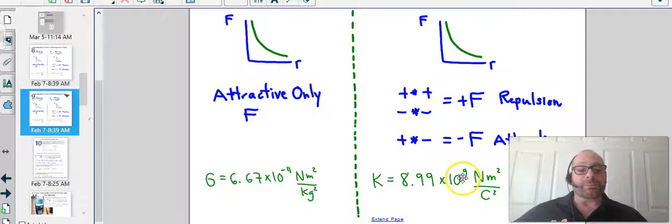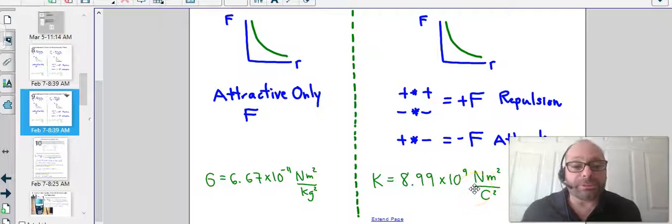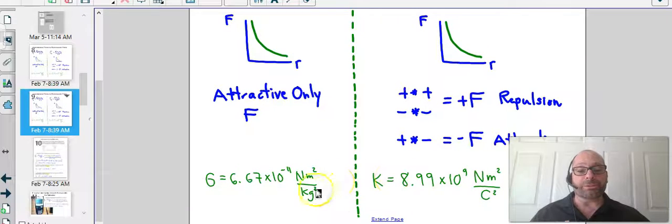Now, a little something to point out about the units. These two constants have almost identical units. The top is Newton meter squared for both. The bottom for gravitation is kilograms squared. The bottom for electrostatics is Coulomb squared. When you're dealing with a mass, you're dealing with kilograms. When you're dealing with a charge, you're dealing with coulombs.